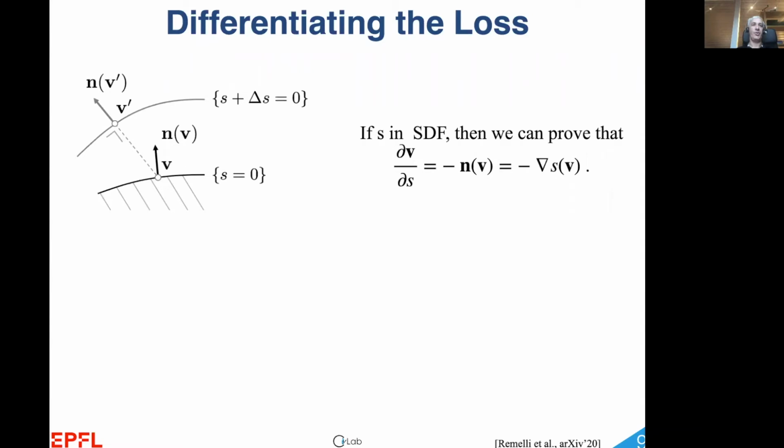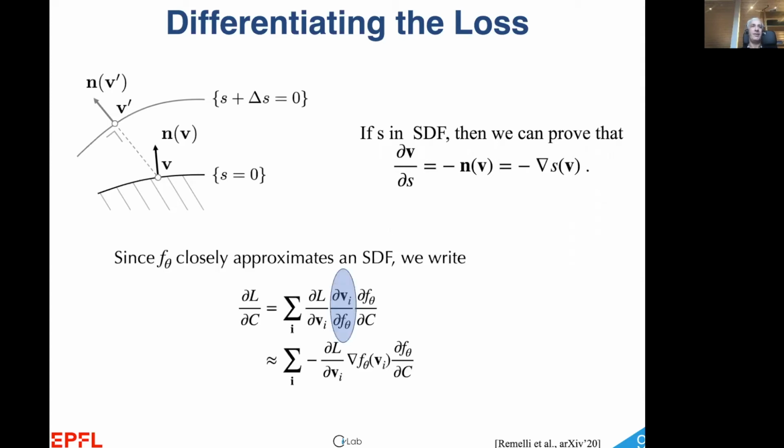Given a true distance function, S, and an infinitesimal perturbation delta S of it, a point on the surface will move in the direction normal to the surface, which is also the gradient of S. We can therefore prove that the derivative of a vertex location is the gradient of S at that location. And since f theta closely approximates a signed distance function, for each vertex, we can approximate the derivative of dV over df by the gradient of f, which makes the whole loss differentiable.